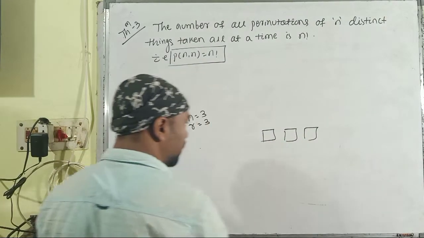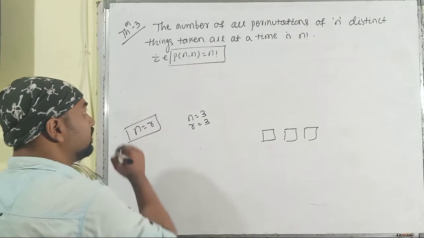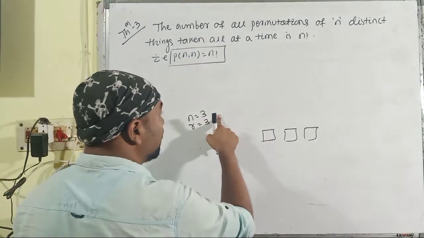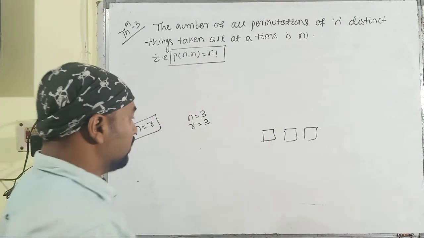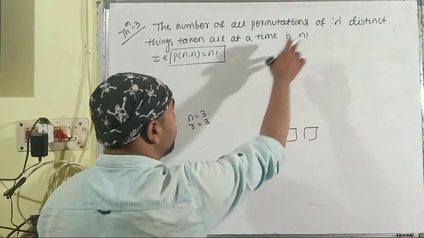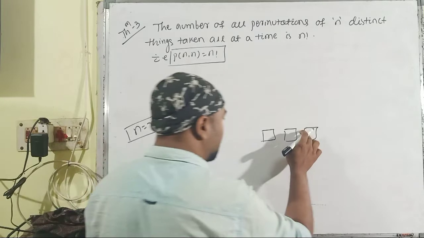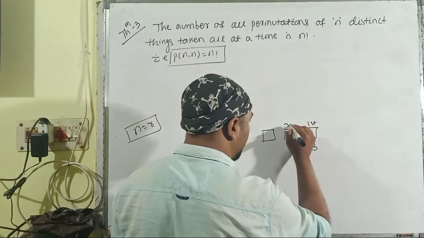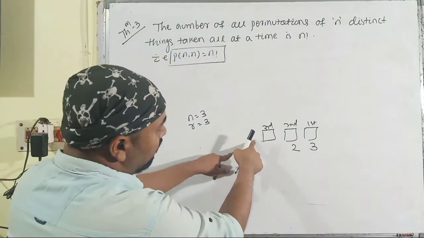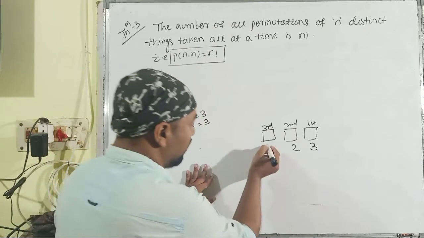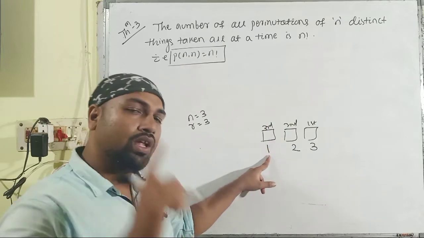Number of places is equal to 3, and also the number of objects is equal to 3. That means here n is equal to r. That means the number of all permutations of 3 distinct things taken 3 at a time, taken all at a time. So the first place, as we have to use distinct things, that means repetition is not allowed here. The first place can be filled up by 3 number of ways. The second place can be filled up by 2 number of ways. So for the last place there will be a single element. That means it will be filled up by only 1 number of ways.